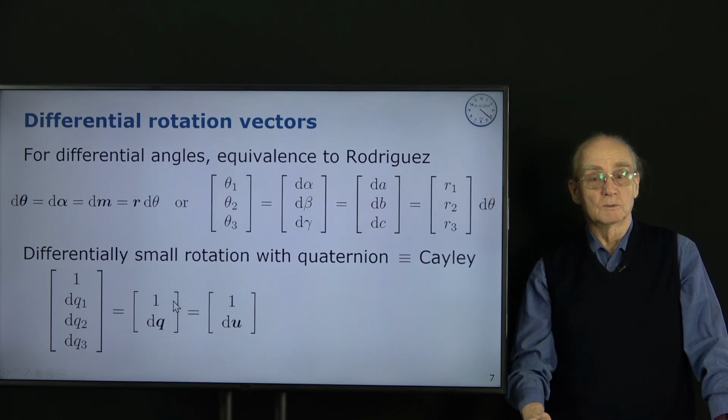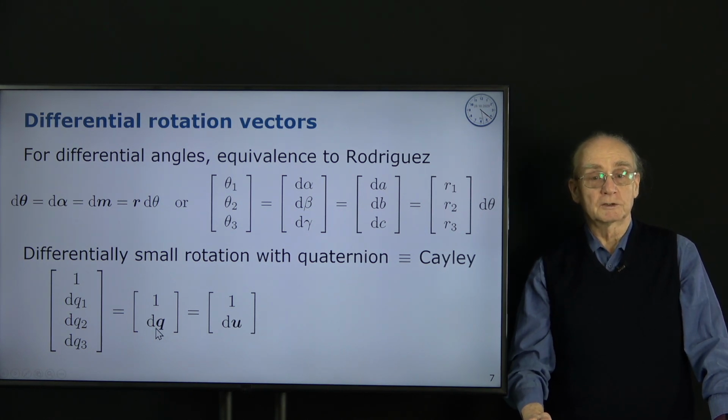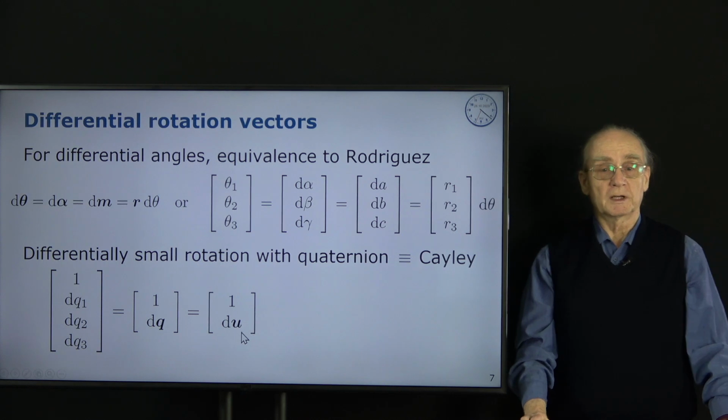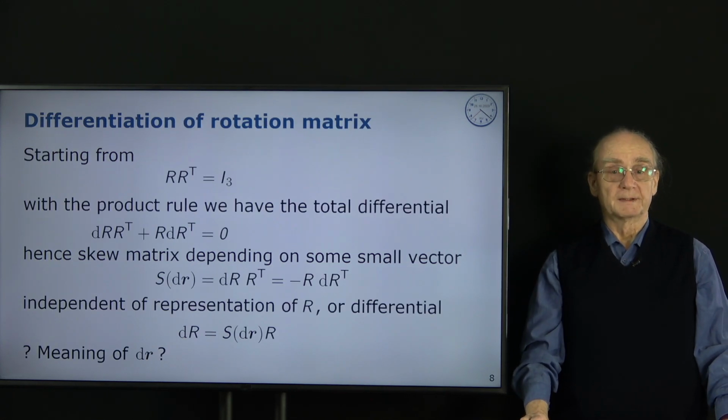That means it's still 1 here and a small vector dq. And this small vector dq is identical to the small or differential vector of the Cayley representation. So we have also here a very nice simple relation. Okay, these are small rotation matrices.